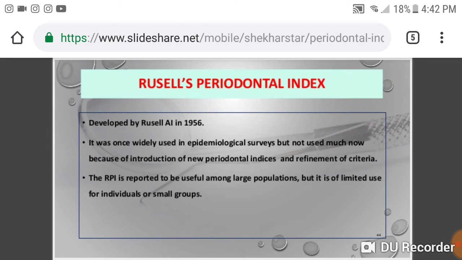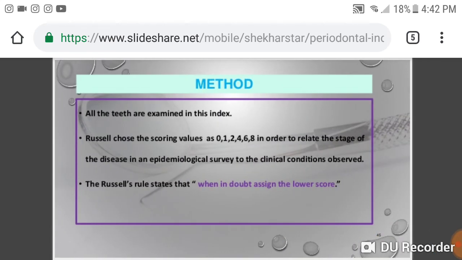Russell's Periodontal Index, developed by Russell in 1956. It was widely used in epidemiological surveys but not used much now because of the introduction of new periodontal indices and refinement of criteria. The RPI is reported to be useful among large populations, but it is of limited use for individuals or small groups.